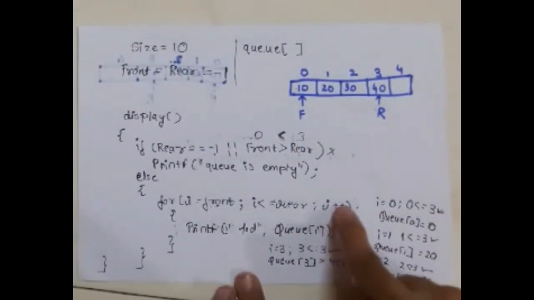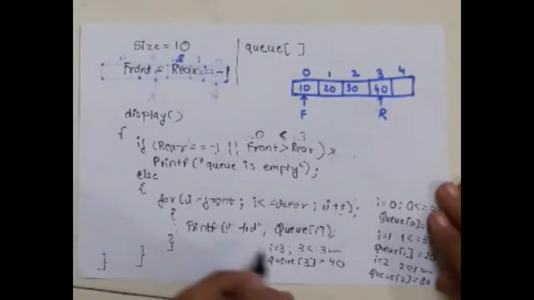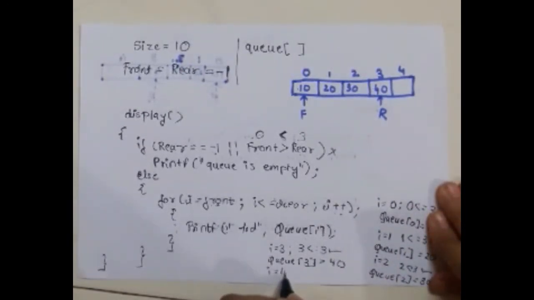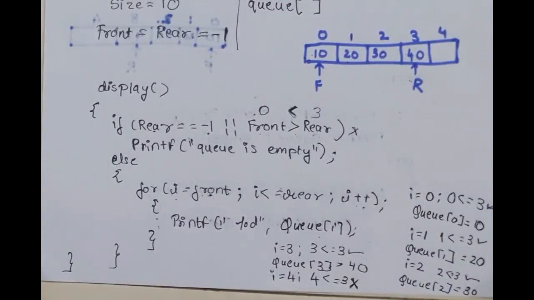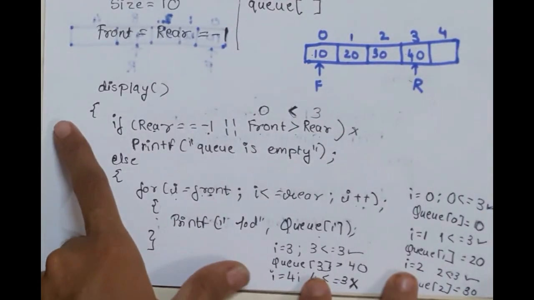Now again I will be incremented. So value of I will be 4. I equals to 4. 4 is less than equals to 3? No, condition is not satisfied. So it will come out of the loop and display will be stopped. Display operation will be stopped. Okay. So this was a simple display operation.